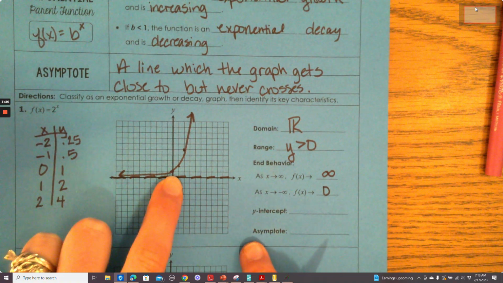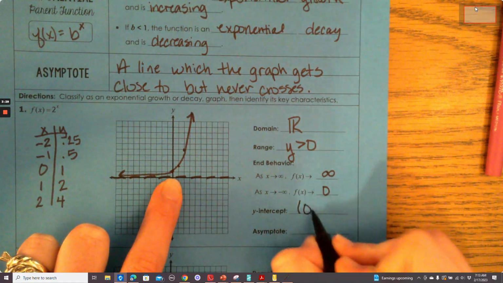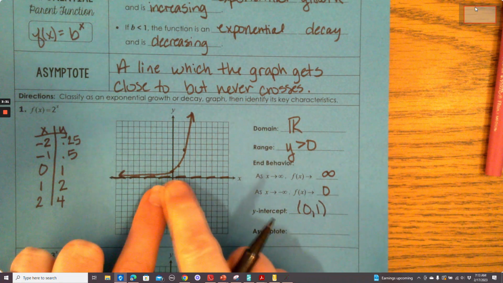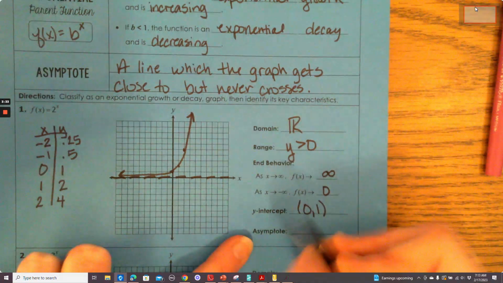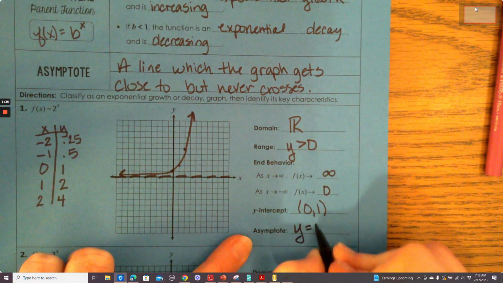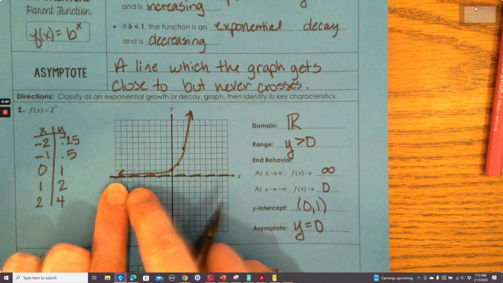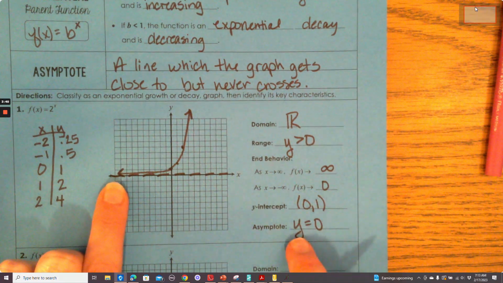The y-intercept, where this crosses, is at 0, 1. And that asymptote is the x-axis, and so as an equation, we write that as y equals 0. So that is the equation of the asymptote, y equals 0.